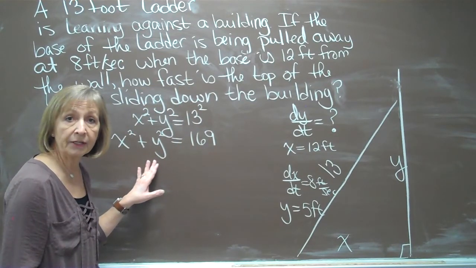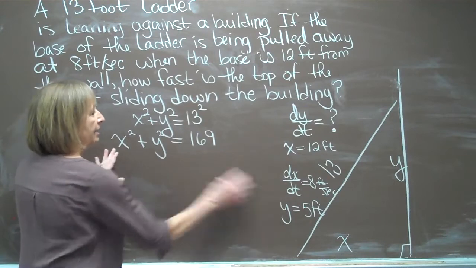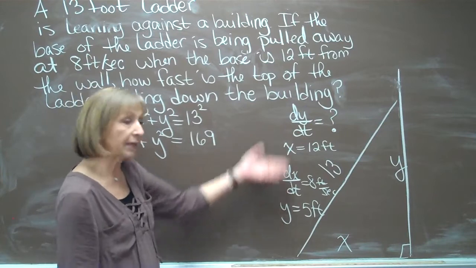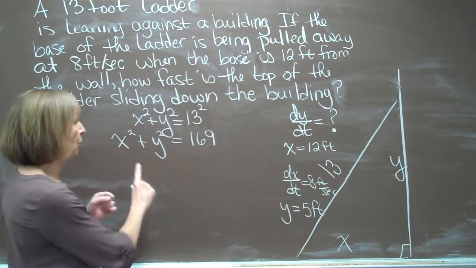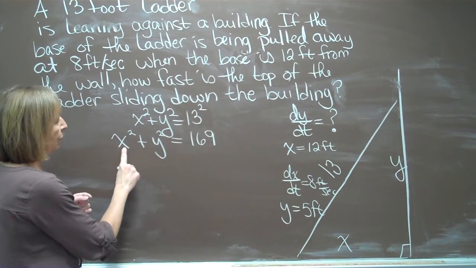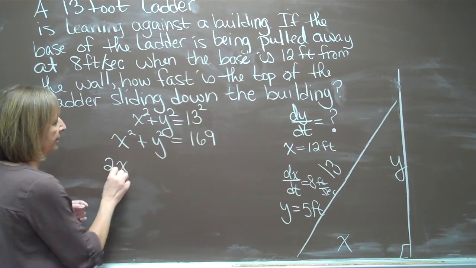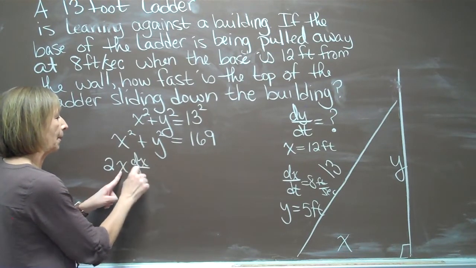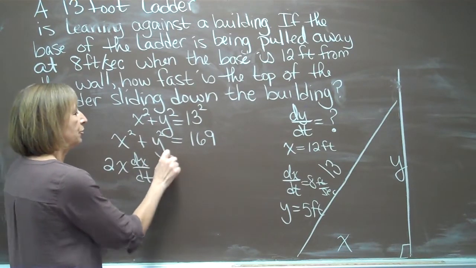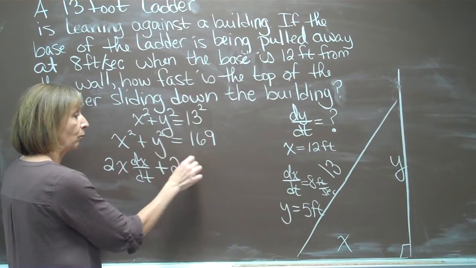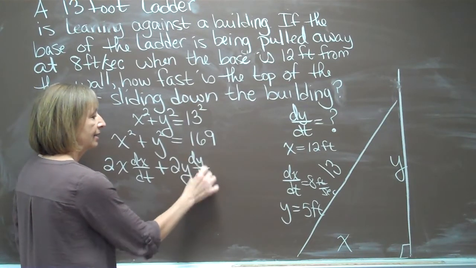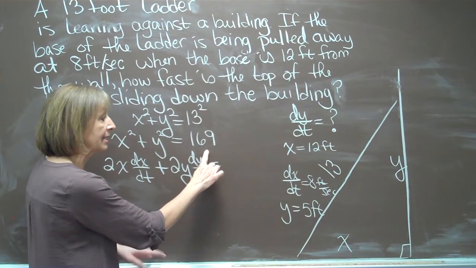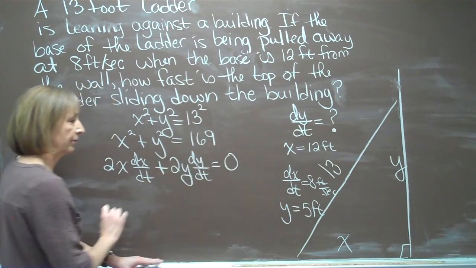Now we can come over to our equation. We can't plug this x and y in here, because they're changing entities and it's only at that moment. So we need to take the derivative with respect to time first. The derivative of x squared is 2x times the derivative of x with respect to t, which is dx/dt, plus 2y times the derivative of y with respect to t, which is dy/dt, is equal to, and the derivative of 169, well, that's a constant term, and the derivative of a constant is 0.